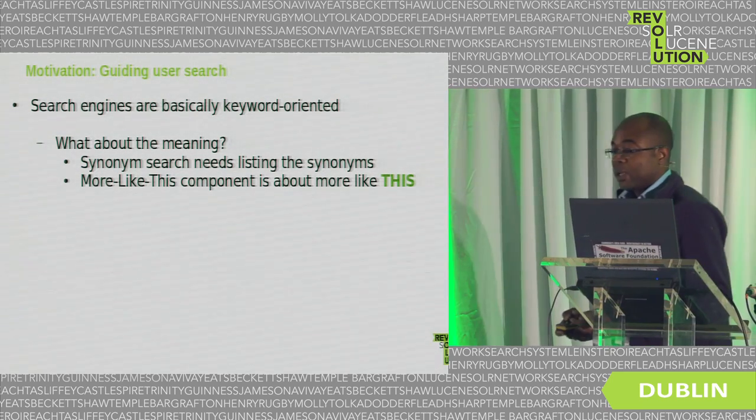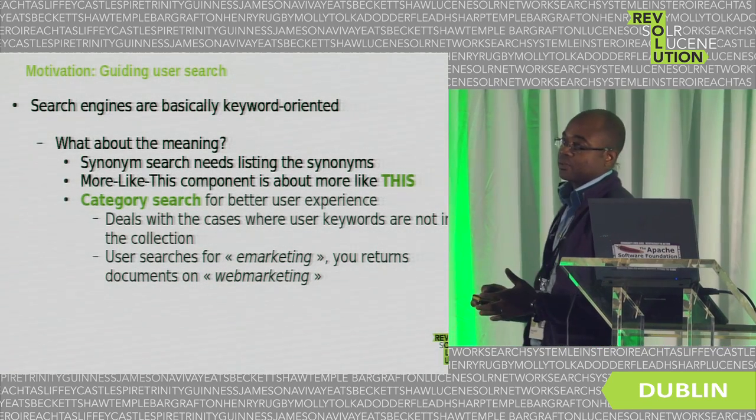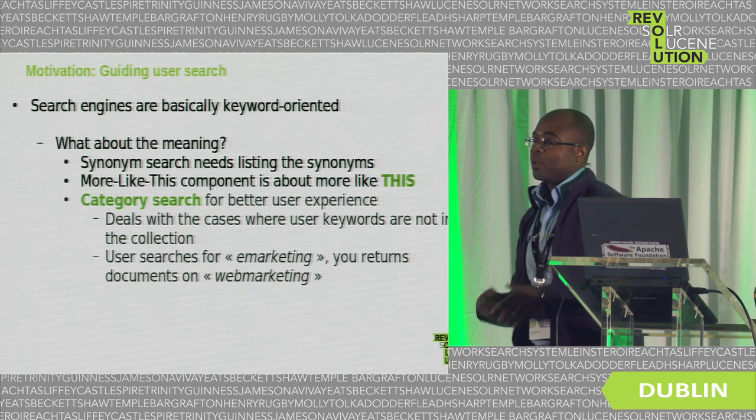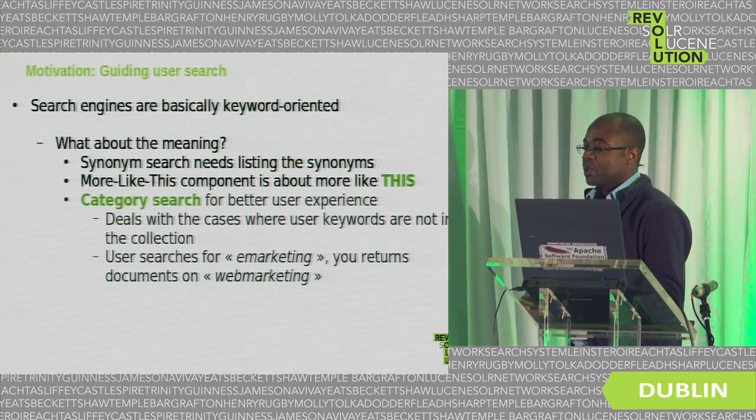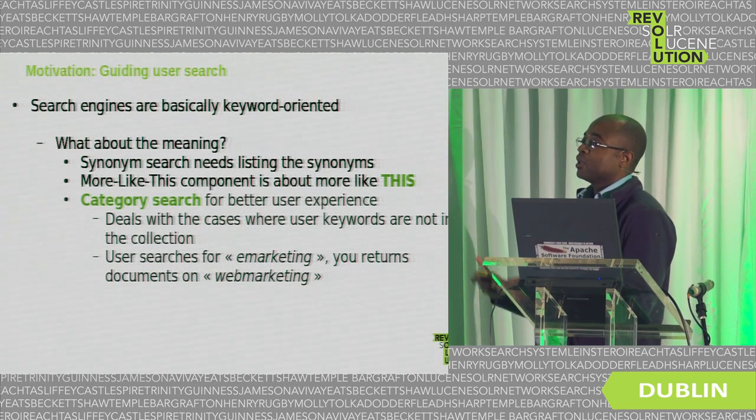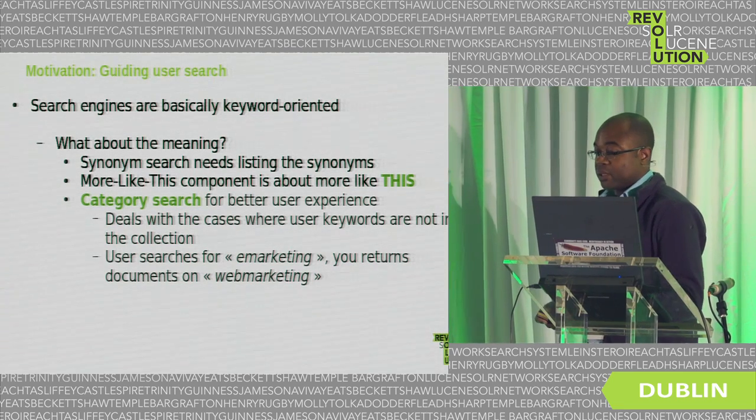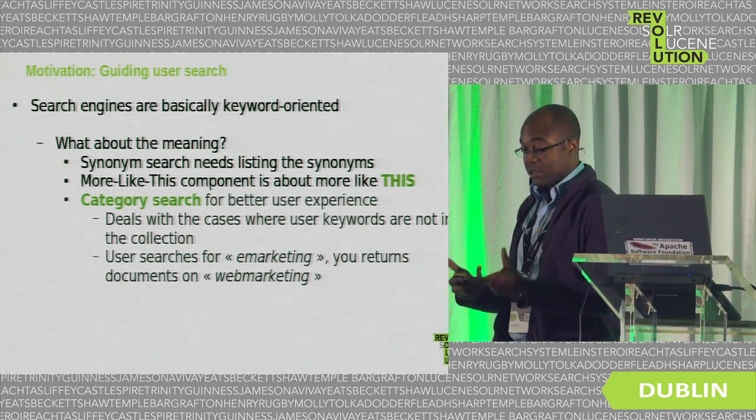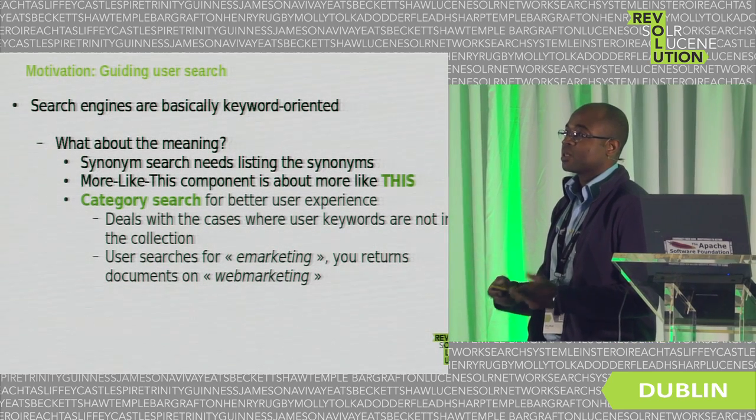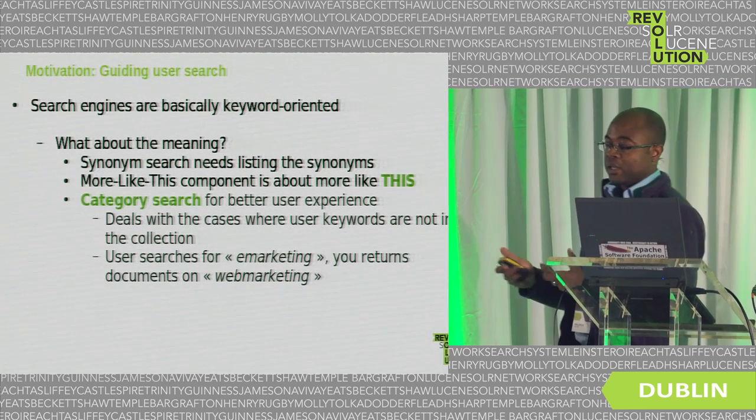And that is why we are going for category search. Here we want to apply category search for a better user experience, dealing with the cases where user keywords are not in the collection. For example, the user searches for e-marketing, and you return documents on web marketing. You know that they have the same meaning, but it's not the same keyword. It's not the same token in the Lucene directory.